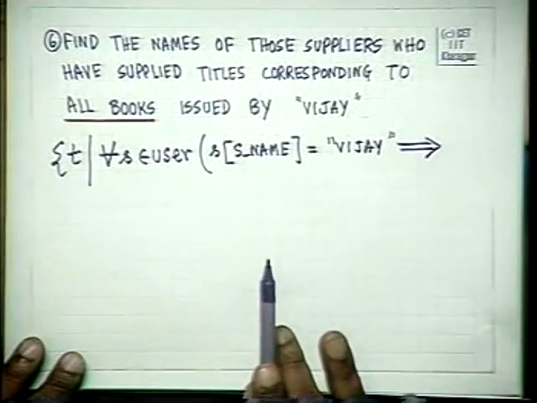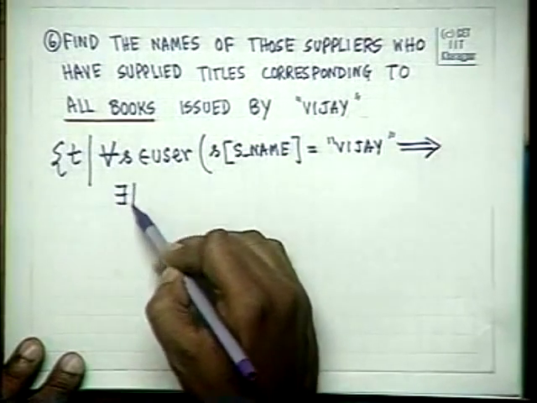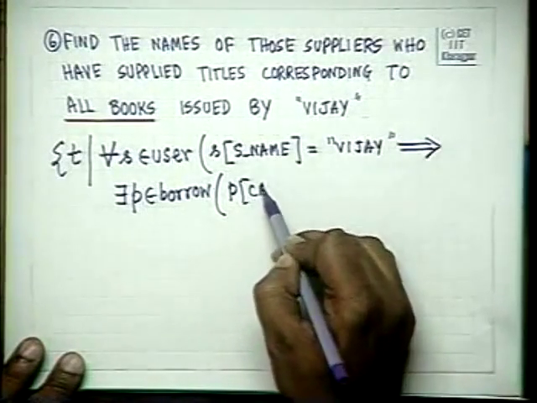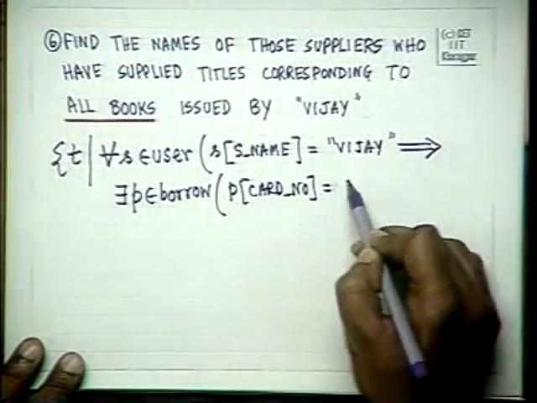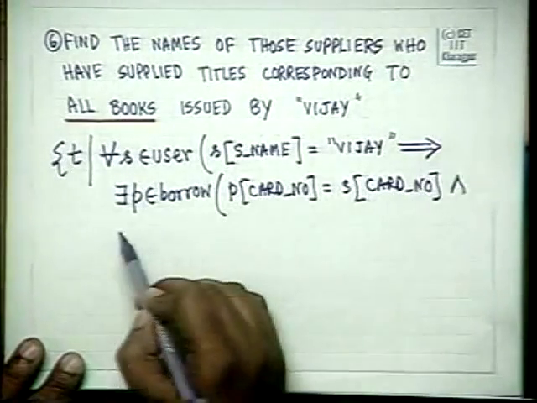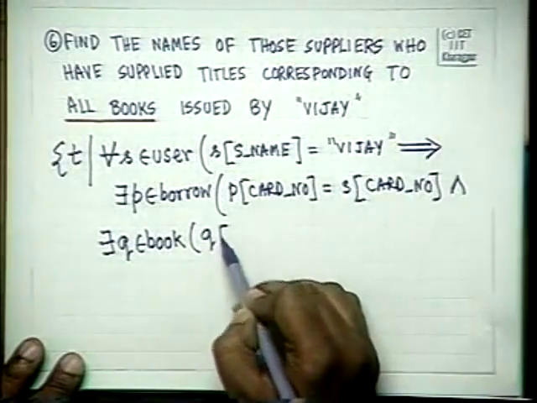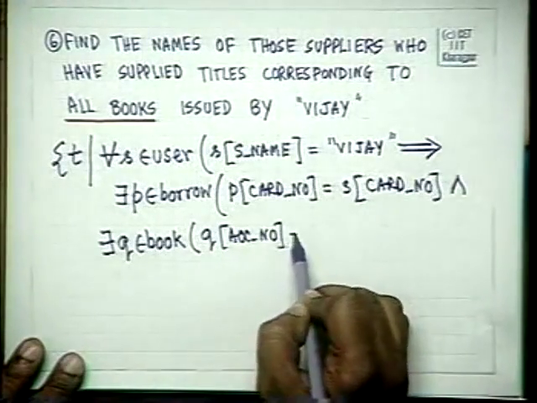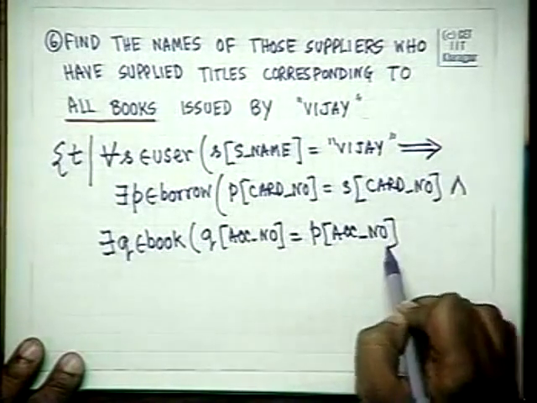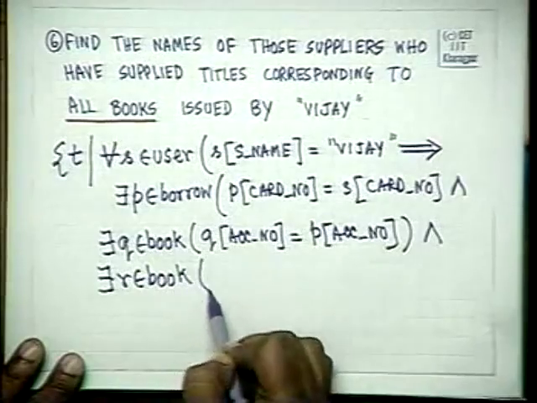So if it is not Vijay, I am not bothered. But if it is Vijay, then there must exist P element of borrow such that P of card number must be Vijay's card number, and there must exist Q element of book such that Q accession number must be same as that in borrow, and there must exist another element in book which has got the same title.